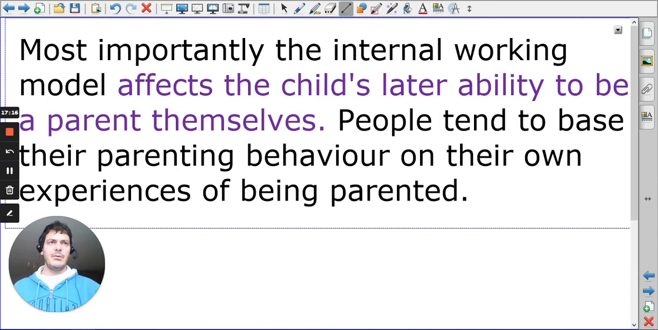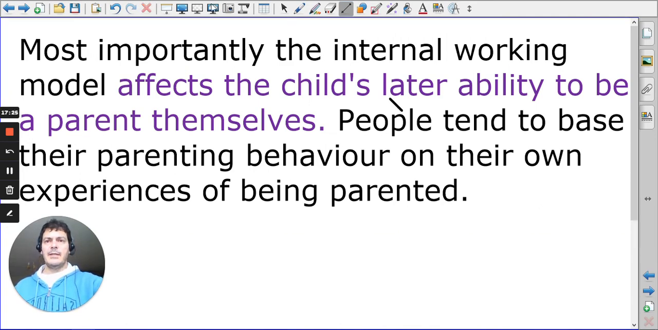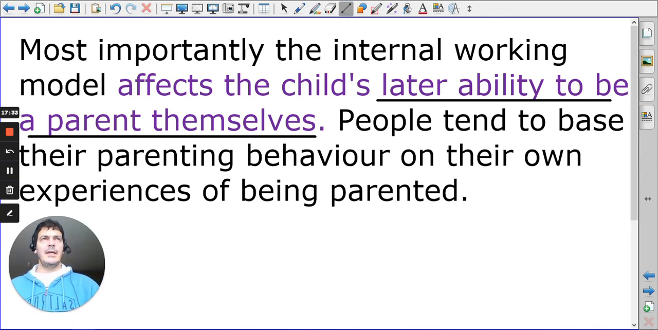We do need to be able to talk about the internal working model in terms of the child's later ability to parent themselves as well, because Bowlby is telling us that this first initial attachment to the primary caregiver is important, and of course we have already seen this from Harlow, potentially, that if you were badly parented, you go on to become bad parents yourselves.